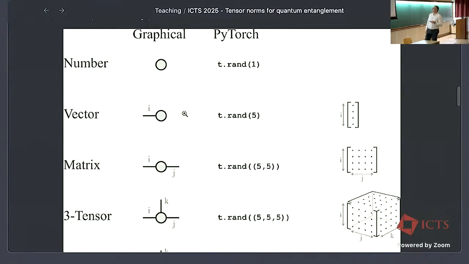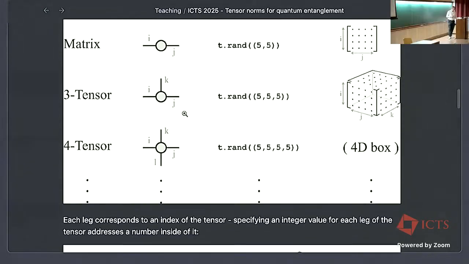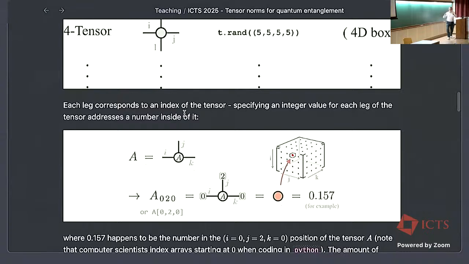So these are the dimensions. You mean you should have 5 elements here? No, I don't know. Yes, it's a good question. Ask him. I'm sorry? This is just Jordan Taylor. I don't know him in person, but he writes very nice introductions. So don't ask me about Python syntax. I don't know how this works.